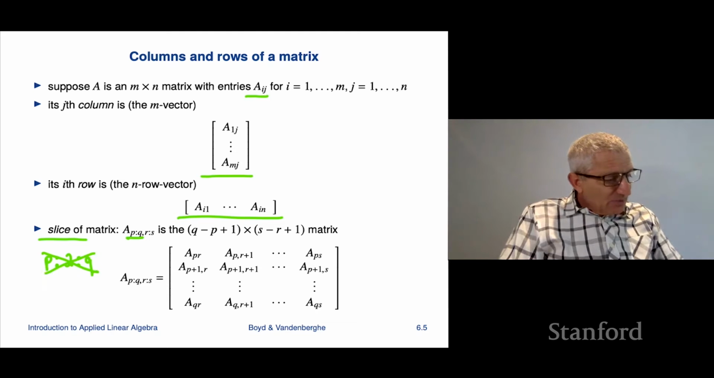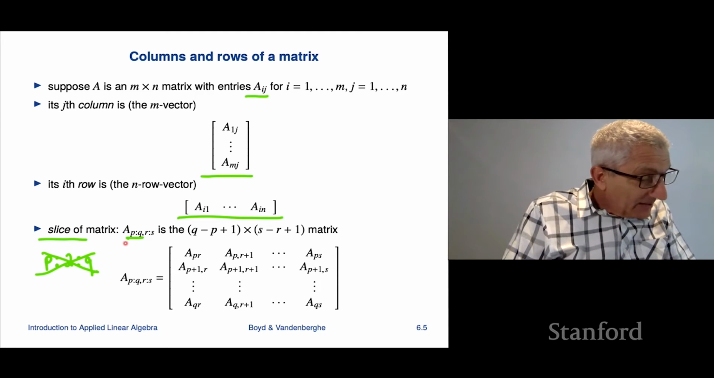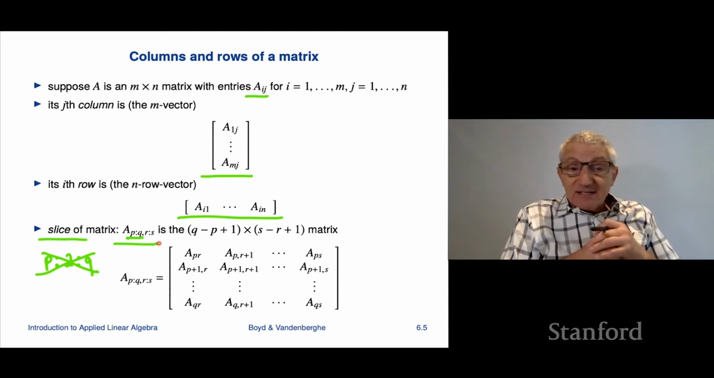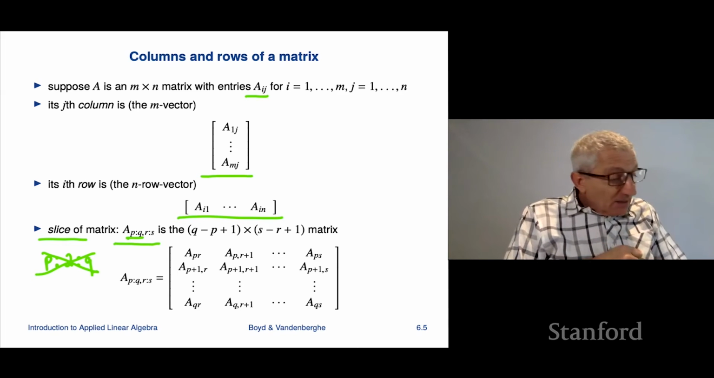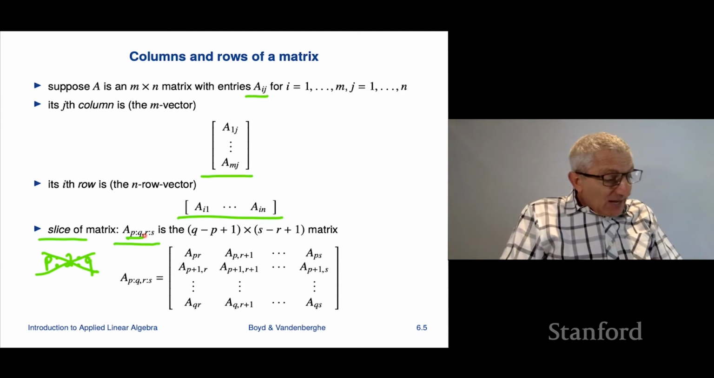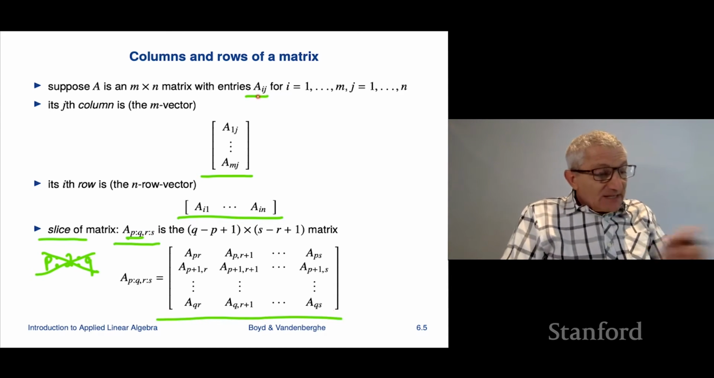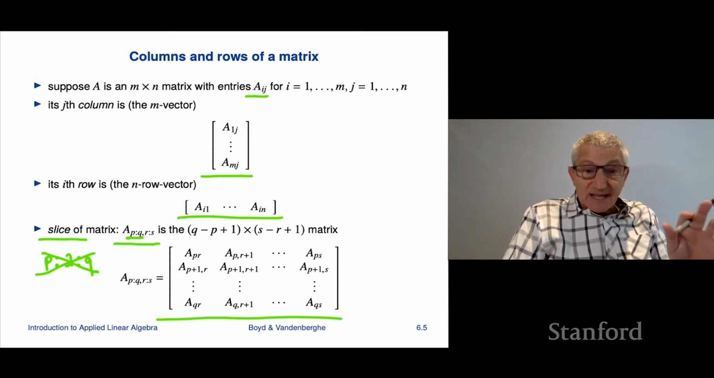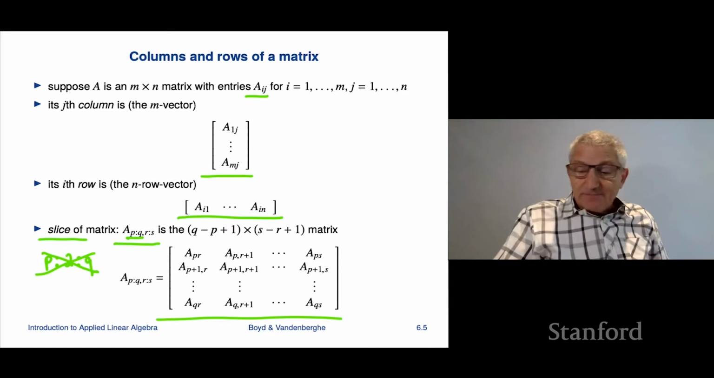So that's computer notation. But this we do use. This says please take the p to q rows and the r to s columns, and what you get is exactly that. That's what's called a submatrix of A. We'll get to that in a minute.